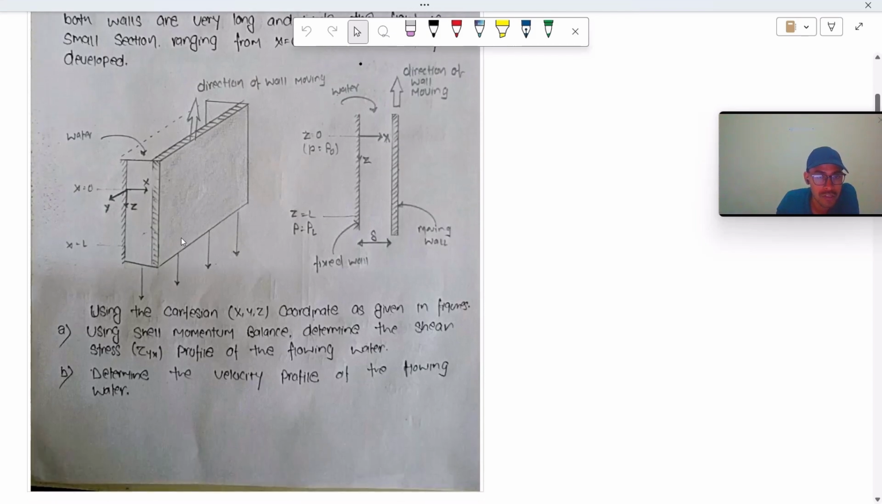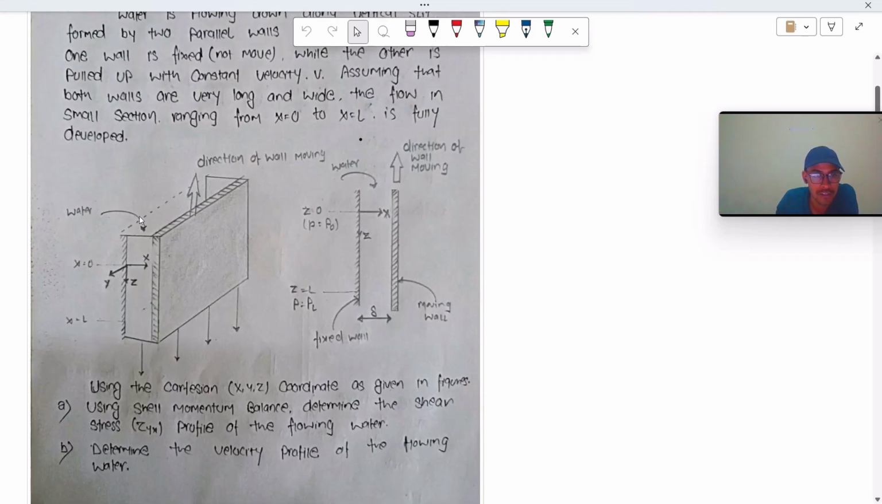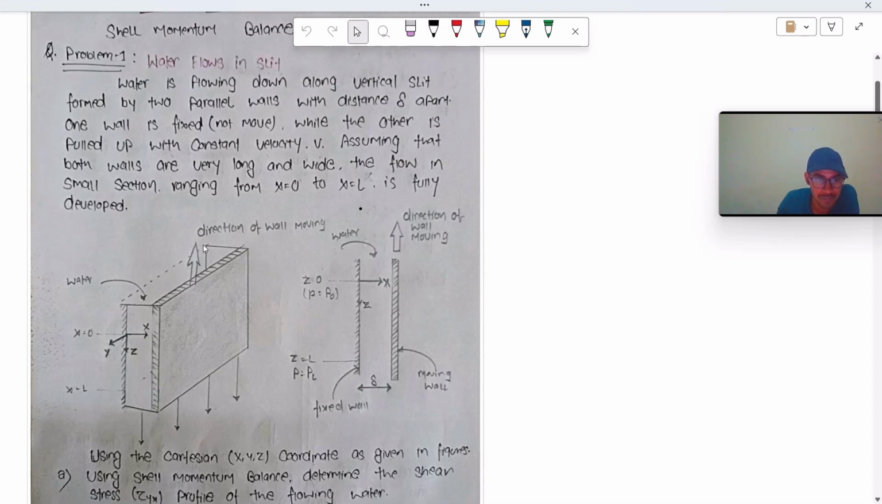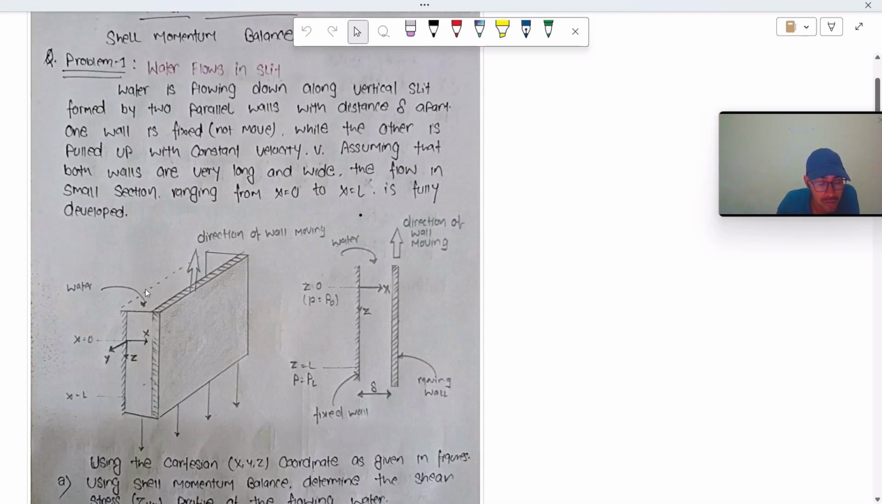So this is our system, in which we can see that the left wall is fixed, that is stationary, and the other wall is moving with a velocity v. Through this there is a thickness called delta through which water is flowing down. Assuming that both walls are very long and wide, this is our first assumption: that the length and width of the wall are very large compared to the wall thickness.